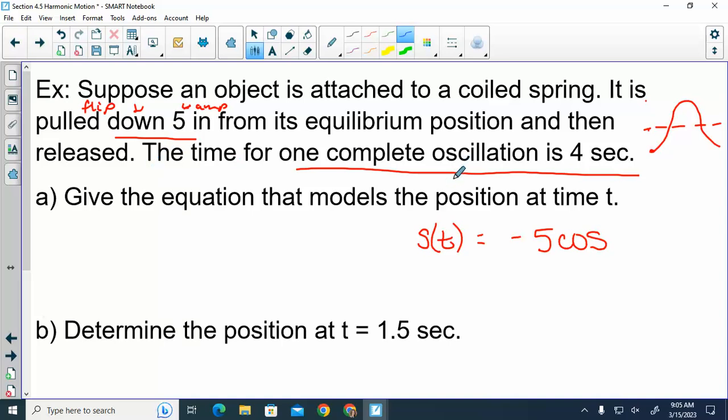The time for one oscillation is 4 seconds. That's the period. Okay, period is found by doing 2 pi divided by the number in front of t, or omega is the notation they're using here. So 2 pi over omega equals 4. So 2 pi equals 4 omega, divide by 4 and we get pi over 2. It looks a little different because we're using omega and t, but it's the same idea. So my equation is -5 cosine of pi over 2 t.